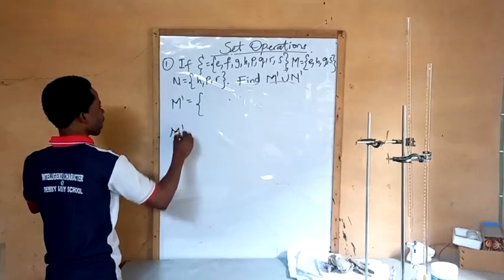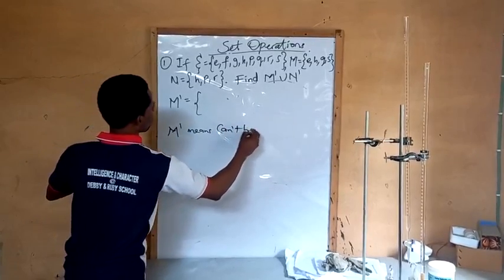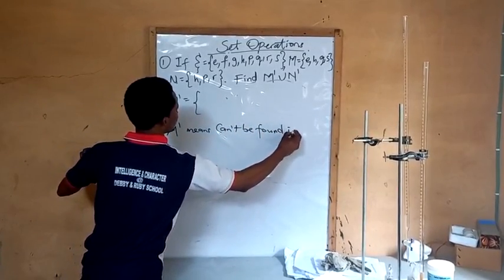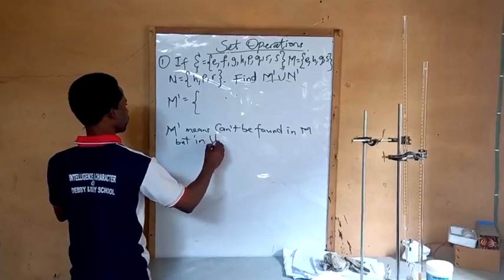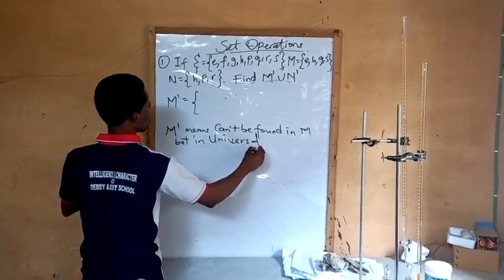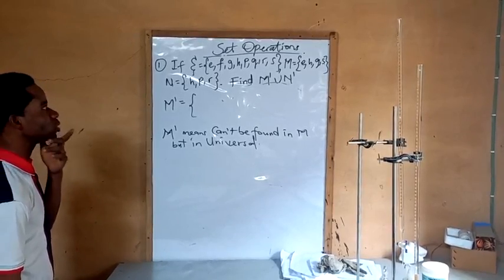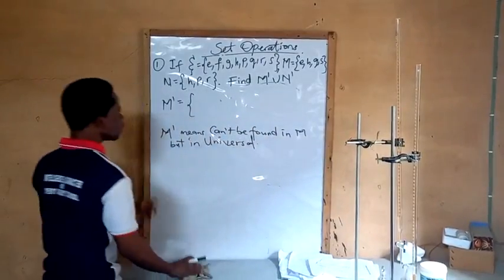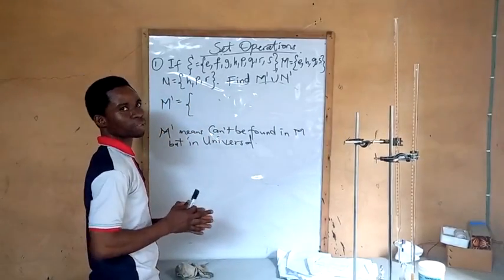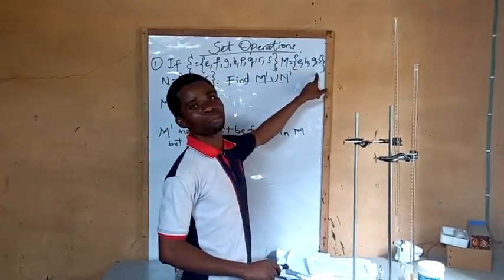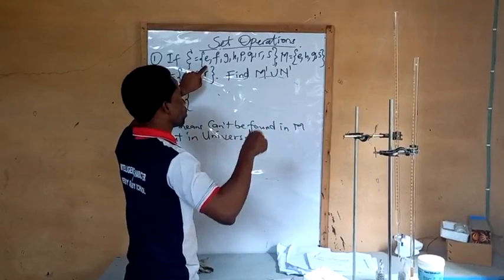This means that M prime means cannot be found in M but in universal. How do you mean? It means it can't be found in M but is in universal. Now, let's look at M. All these are called elements, or members. If it cannot be found in M but is in universal, let's check universal. What cannot be found in M but is in universal?